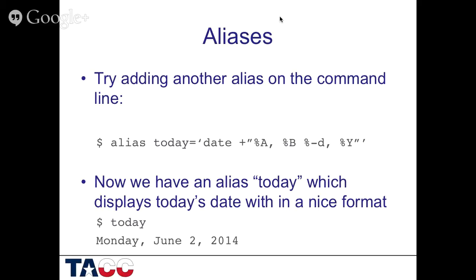Let's call it today. And what we'll do is we'll use the date command to print out a nicely formatted date. So right on your command line, you can just type this guy, alias today. Are we adding this back to the file? Nope, you can do this right on the command line.